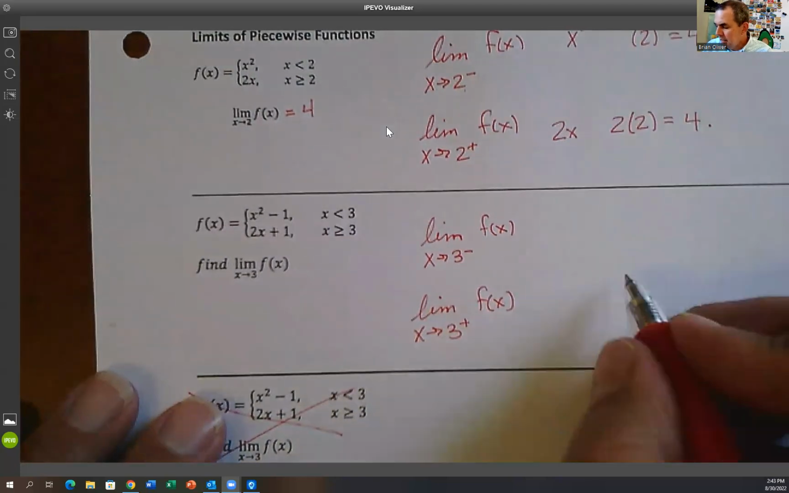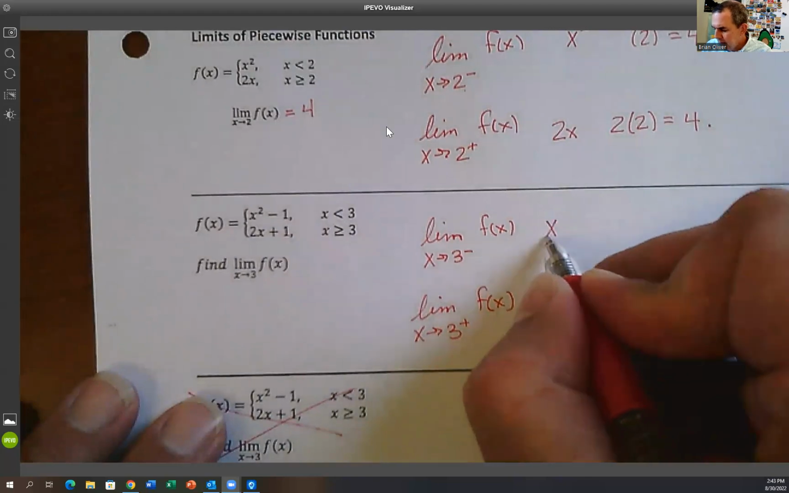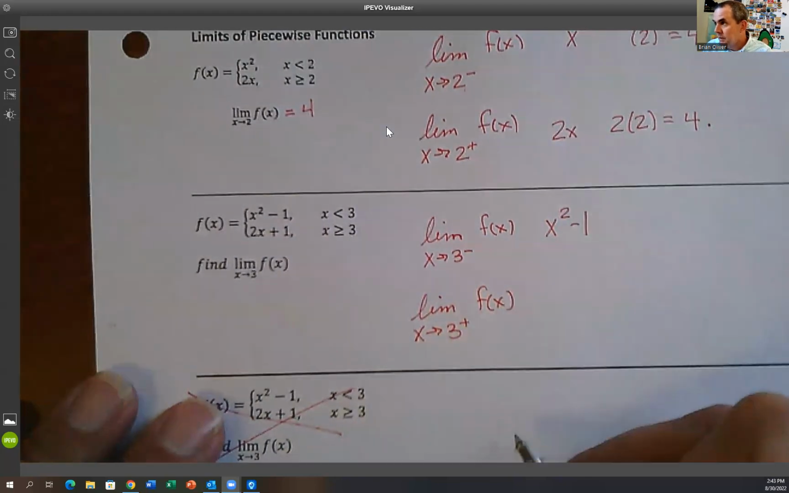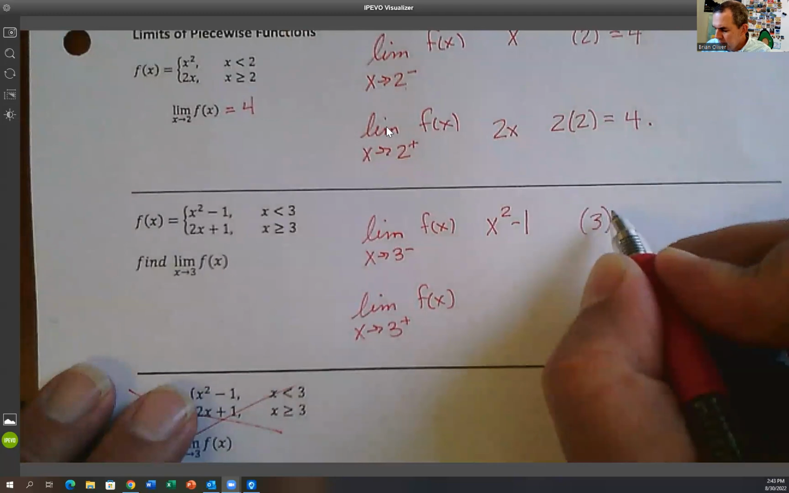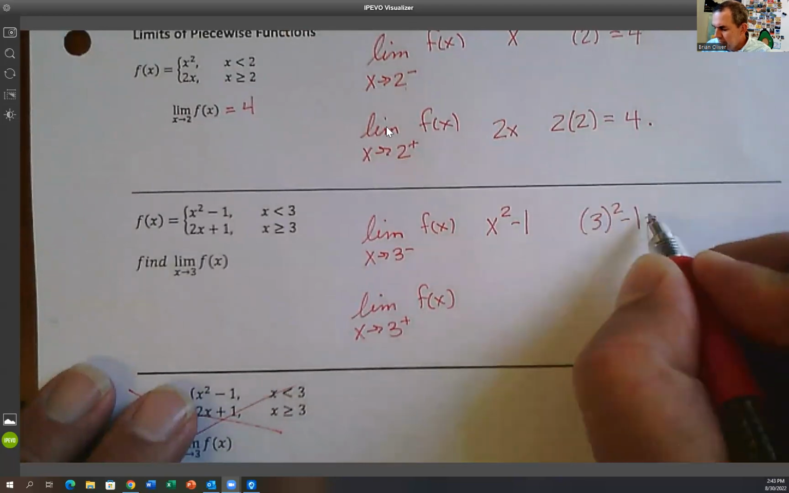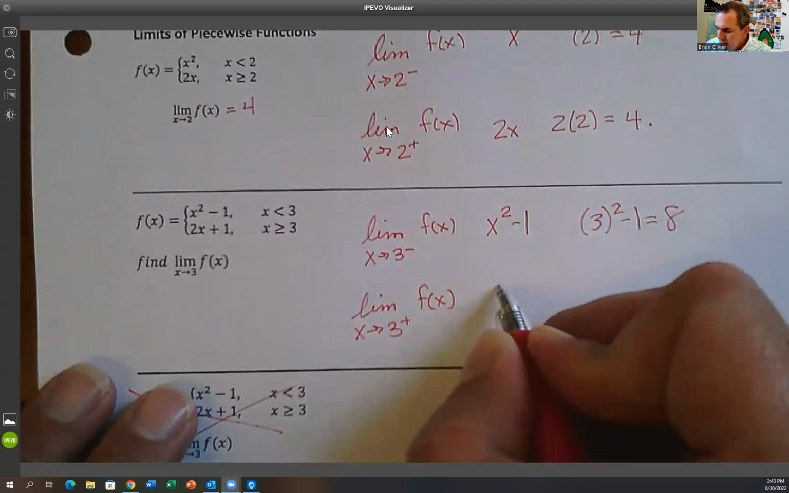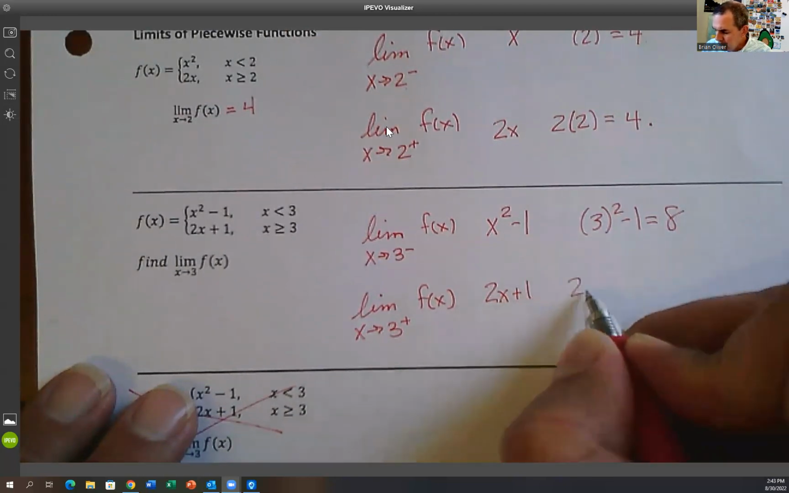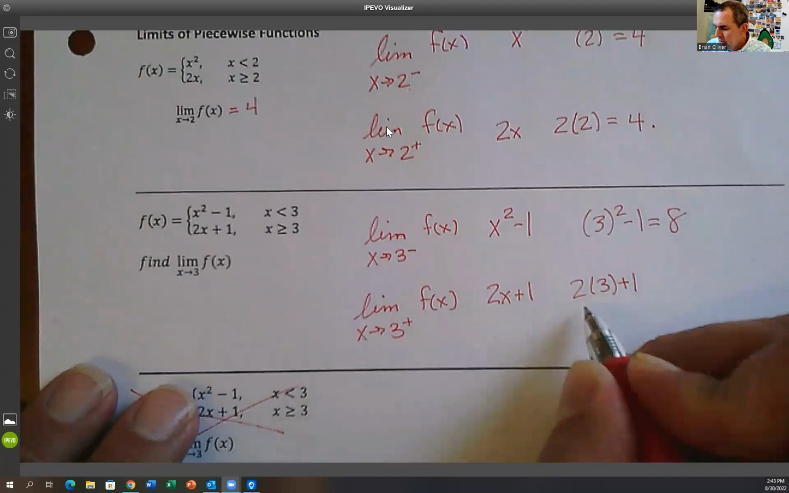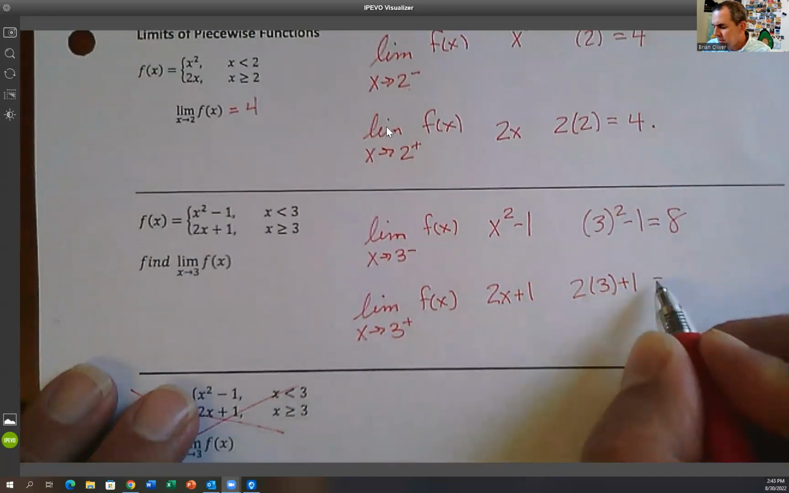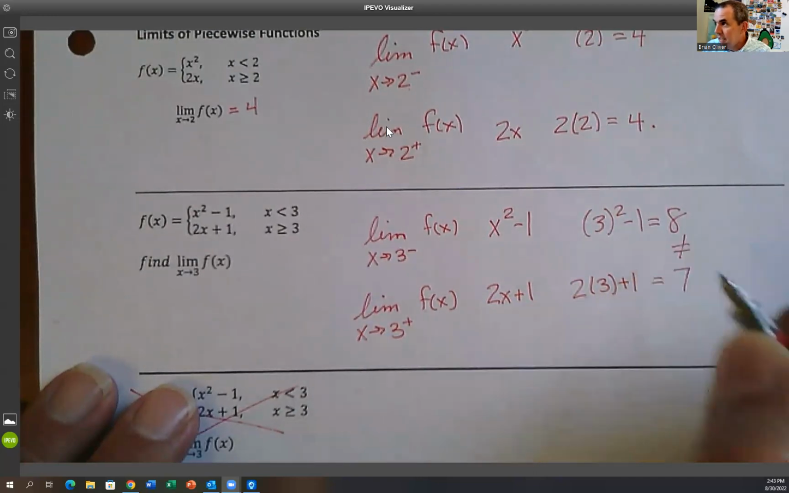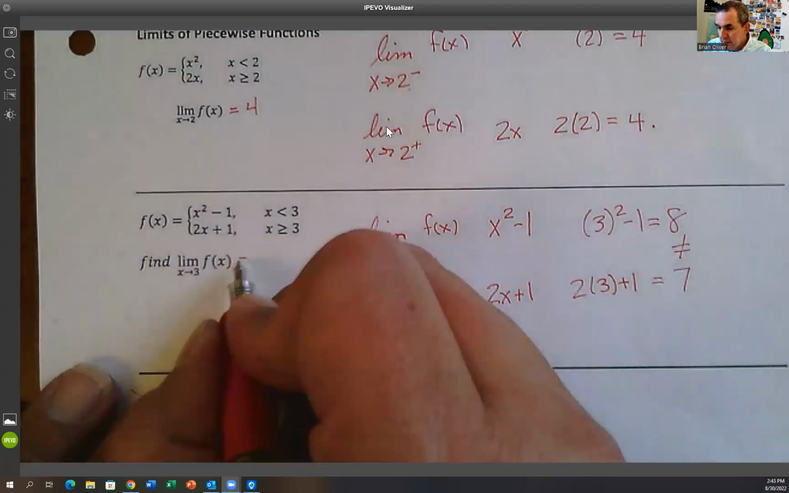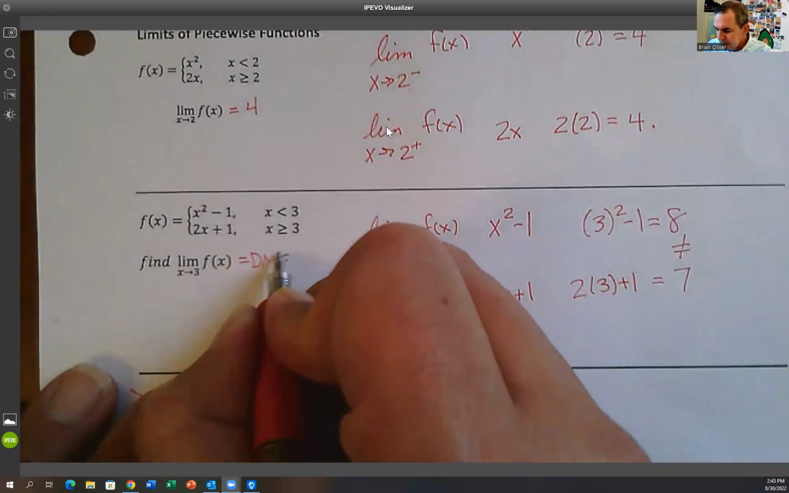When I look at it from the left, I'm dealing with x squared minus 1, so I'll plug that 3 in. 3 squared minus 1 is 9 minus 1, which is 8. For the lower one, I'm going to look at 2x plus 1. So I'll do 2 times 3 plus 1. 2 times 3 is 6, and 6 plus 1 is 7. These two are not equal, so that tells me that the limit does not exist.